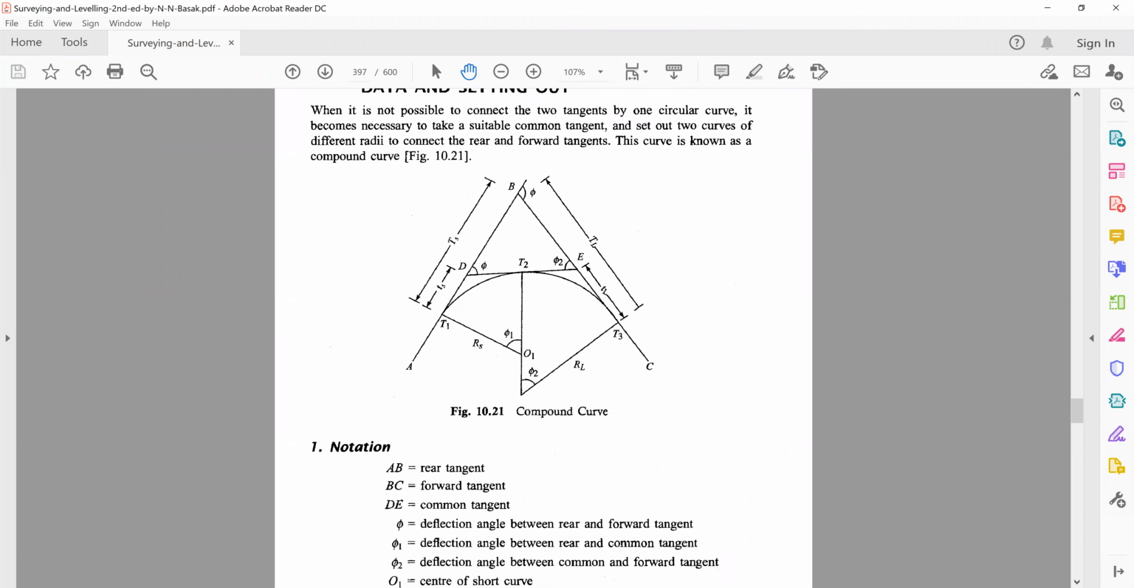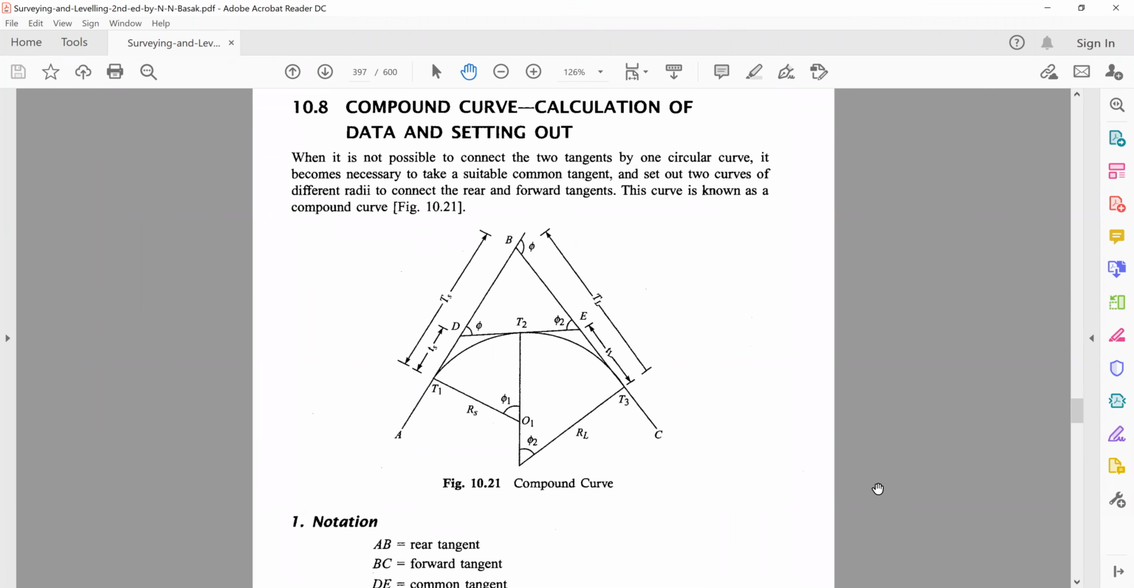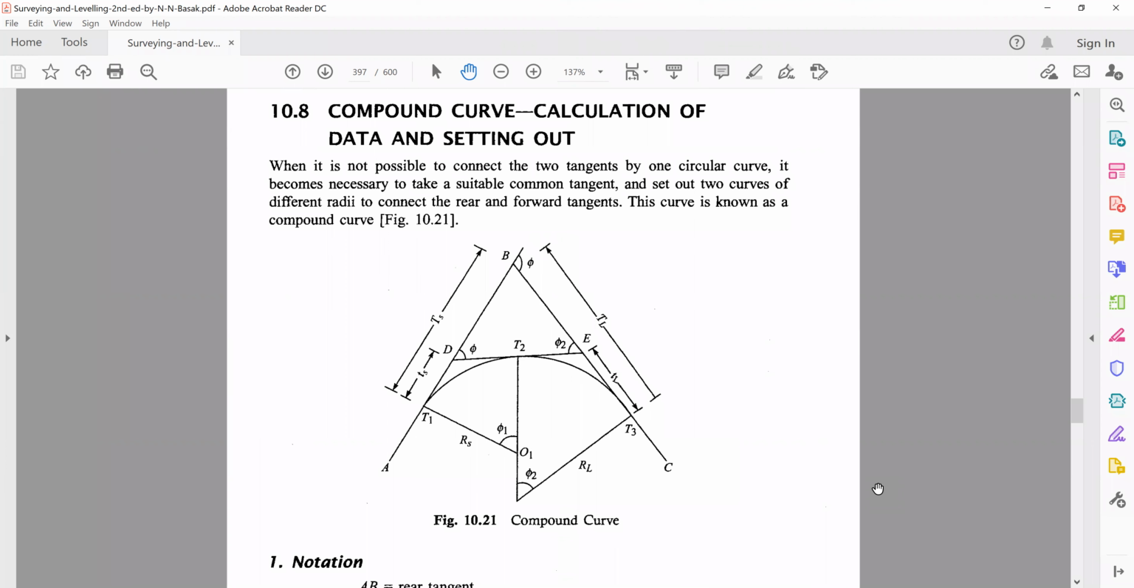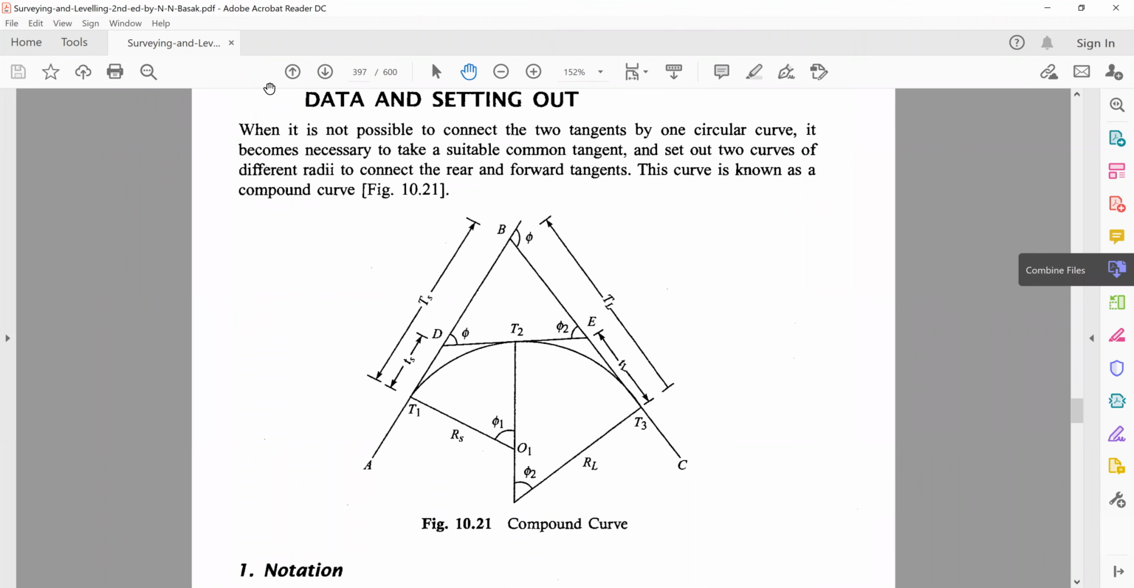So in this lecture, we'll start with the next type of curve, which is a compound curve. Like we discussed in the introduction, a compound curve is basically a combination of two or more simple circular curves. Now, it's not one simple circular curve because in a single simple circular curve, the radius of the curve remains constant. So if this is the curve that we're talking about, at every point of the curve, the radius would remain the same.